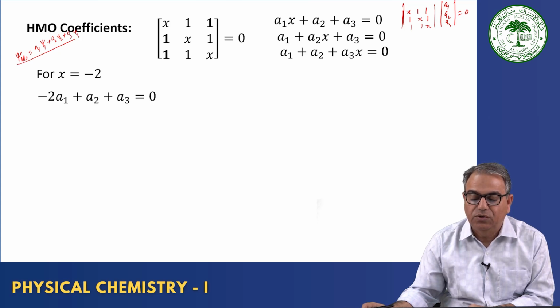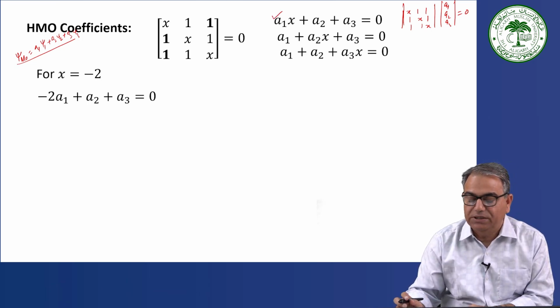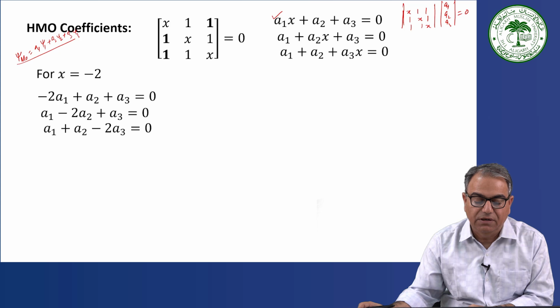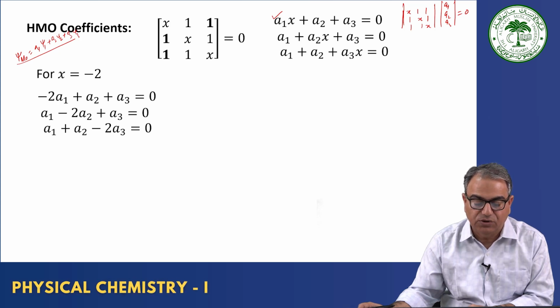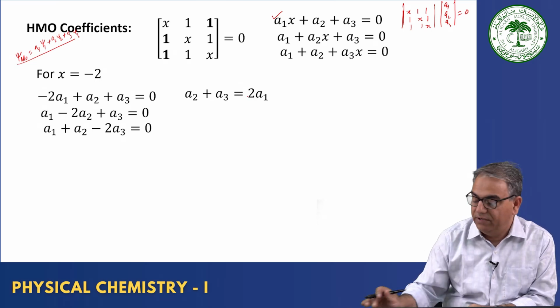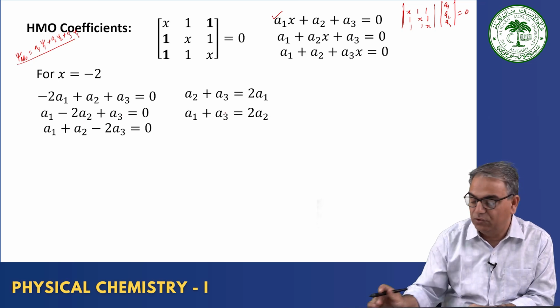If x is equal to -2, then from the first equation we can write -2a1 plus a2 plus a3 is equal to 0. From the second equation, a1 minus 2a2 plus a3 is equal to 0. And from the third equation, a1 plus a2 minus 2a3 is equal to 0. So all these three equations we have written with the value x is equal to -2. Now if you make slight changes, a2 plus a3 will be equal to 2a1. And for the second equation, a1 plus a3 is equal to 2a2.